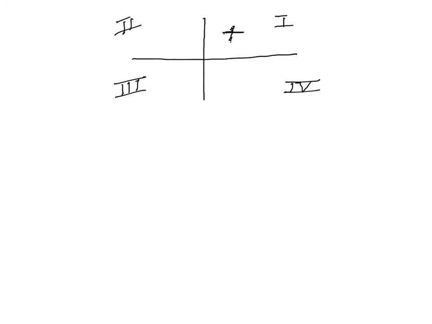So how can we remember all of this without having to go through and analyze it? Well, there is a saying which helps us to remember this. The saying is, All Students Take Calculus. If you start in quadrant 1, the A means that all the trig functions are positive.